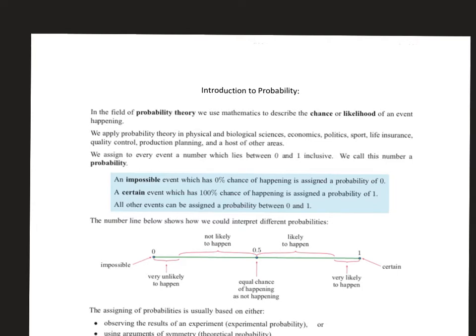So it says right here in the blue box, an impossible event has 0% chance. A certain event has 100% chance. All other events can be assigned a probability between 0 and 1. So perhaps a 25% chance or 1/4 of occurring, or a 50% chance or 1/2 of occurring. So you can see this little chart here, this little green horizontal line that discusses the probability. Obviously 0.5 is 50% chance of occurring, meaning that it's just as likely to occur as not to occur.